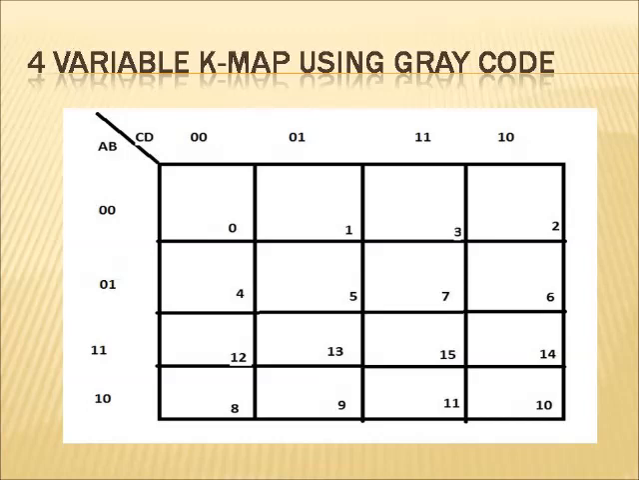And then in the same way the CD values, C bar D bar is 0 0, C bar D it is 0 1, C D it is 1 1, and C D bar it is 1 0. Okay.